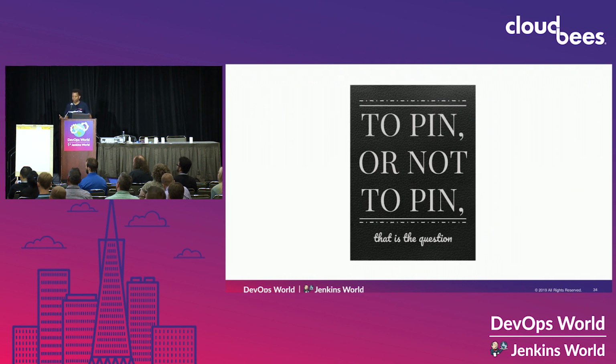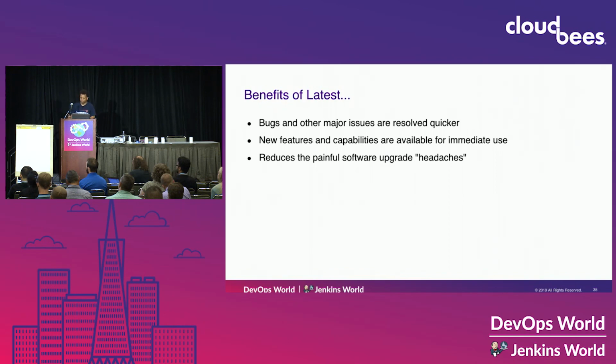So this brings up an ancient old question of to pin or not to pin my versions, right? There's pros and cons on both sides of the debate. The main reason why we dynamically control the version is to ensure pipelines stay up to date and are continuously getting the latest library changes. So there's a number of benefits to this.